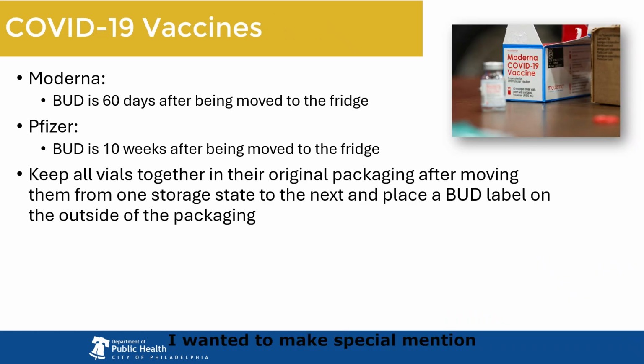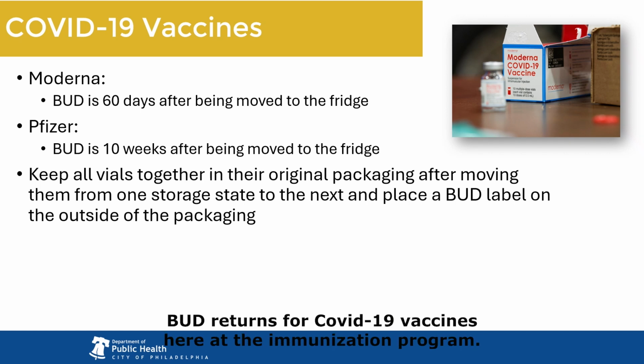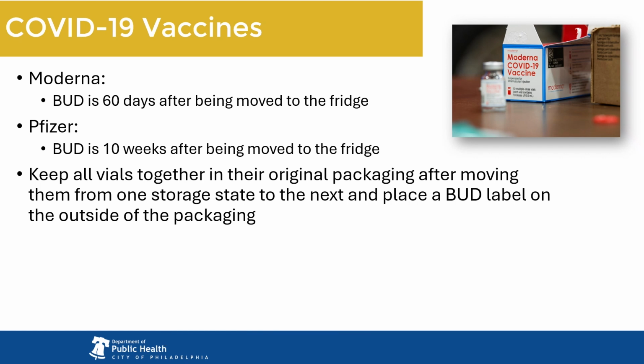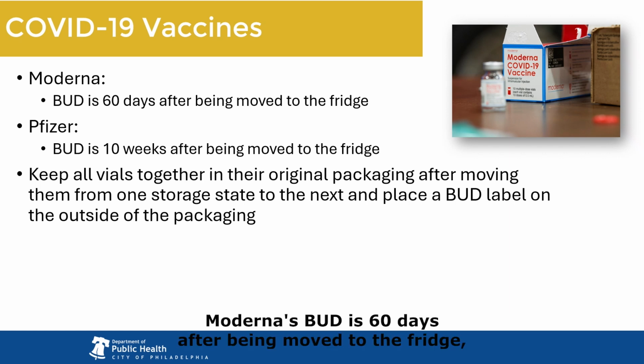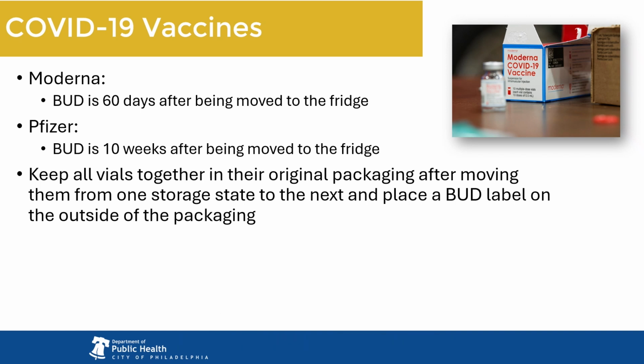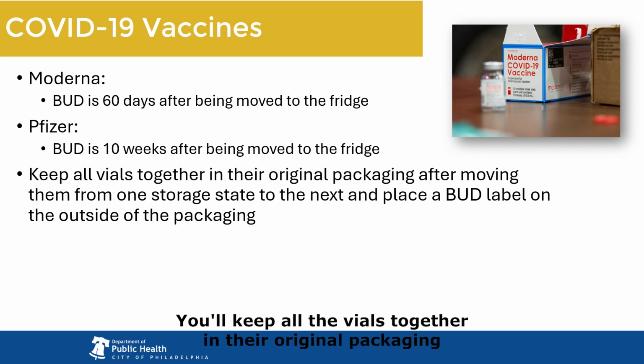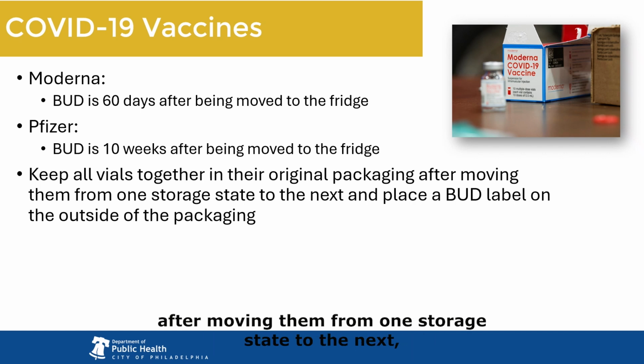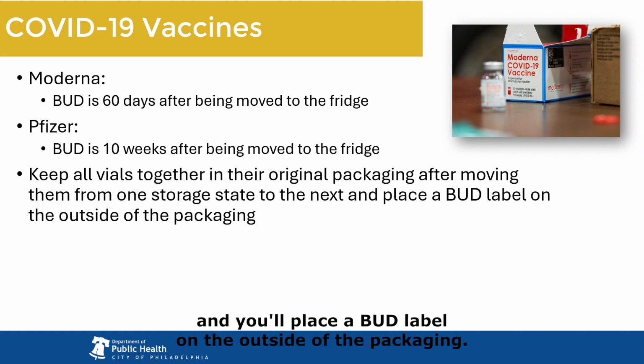I wanted to make special mention of COVID-19 vaccines, as we do commonly see BUD returns for COVID-19 vaccines here at the immunization program. Both Moderna and Pfizer are going to require the use of a BUD. Moderna's BUD is 60 days after being moved to the fridge, and Pfizer's BUD is 10 weeks after being moved to the fridge. You'll keep all the vials together in their original packaging after moving them from one storage state to the next, and you'll place a BUD label on the outside of the packaging.